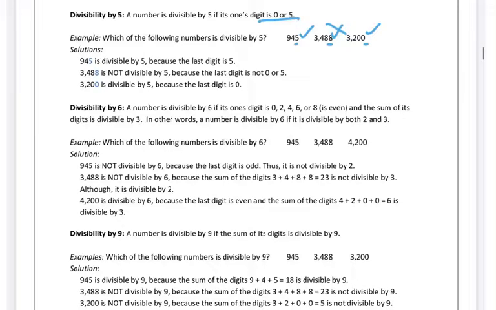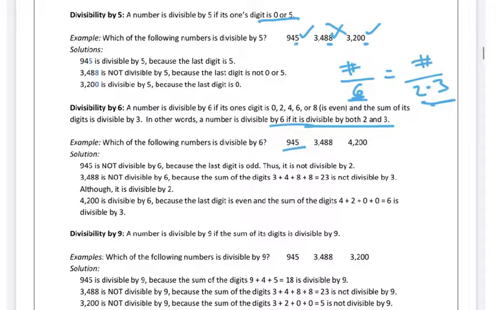Divisibility by 6. They go through a very detailed process, but this last part is really all that you need to know. To be divisible by 6, it just has to be divisible by 2 and 3. And if you think about that, when you divide any number by 6, what you're really doing is dividing the number by 2 and also 3, because 6 is 2 times 3. So all I would have to do is check to see if 945 is divisible by 2 and by 3.